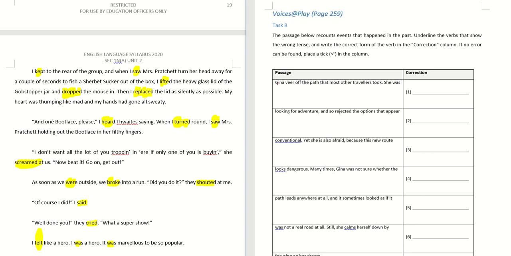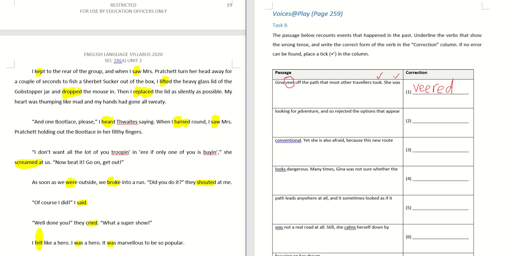Okay, let's take a look at the first line. Gina veered off the path that most other travelers took. So I noticed that this veer is not in simple past. Okay, took, simple past. Okay, she was looking for adventure. Okay, past continuous, because that is the action that she's doing. So the correction should be simple past for veer, veered. How do you spell that? V-E-E-R-E-D. Veered.